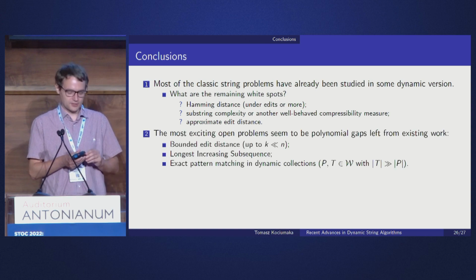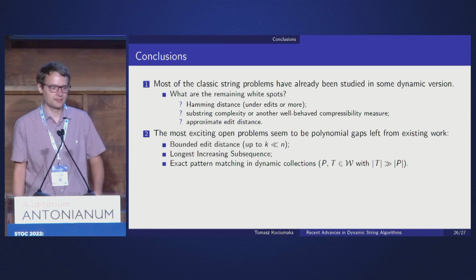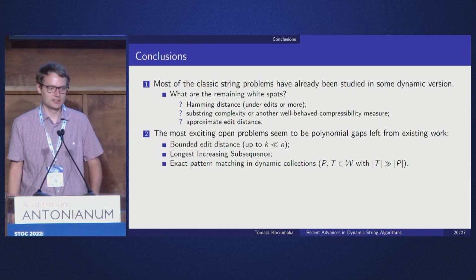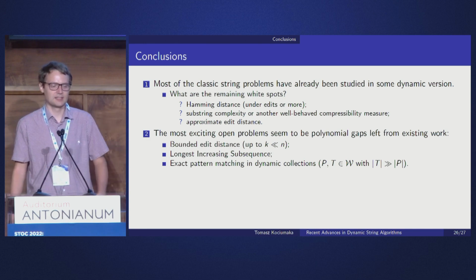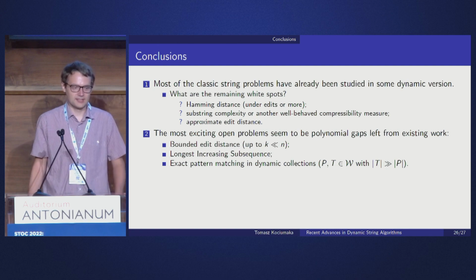If you ask for concrete open problems, perhaps the most exciting ones are those where we have some polynomial gaps stemming from existing work. And this includes computing edit distance bounded by some threshold. So far, we have just this algorithm which works in nearly linear update time for the unbounded setting. But if k is slightly smaller than n, or significantly smaller than n, we don't know anything significantly better, unless k is really very small.